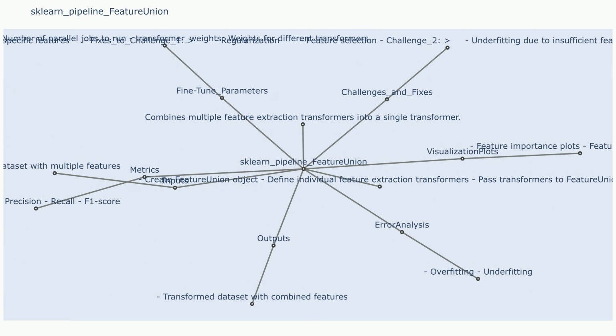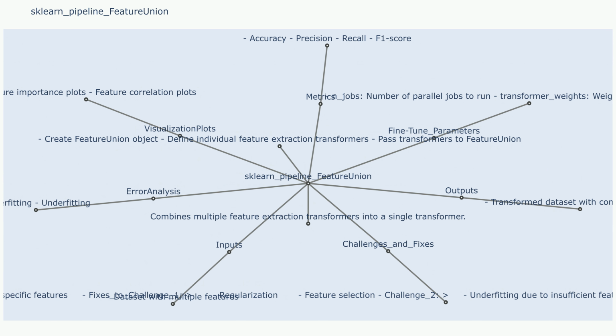Metrics. Metric 1. The metrics used to evaluate the performance of the model after feature union is used are not directly related to feature union itself. Feature union is a pre-processing step. You would evaluate the performance of your model, e.g., using accuracy, precision, recall, F1 score after feature union is used to transform the data.